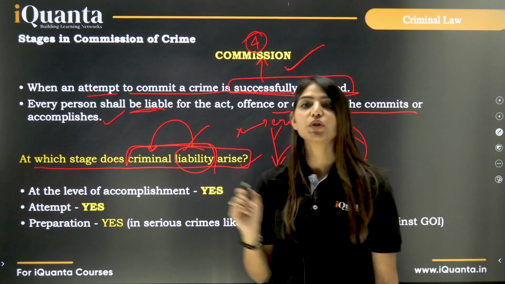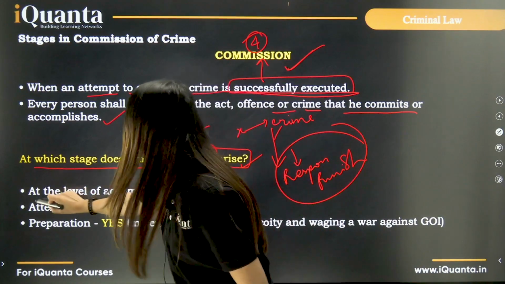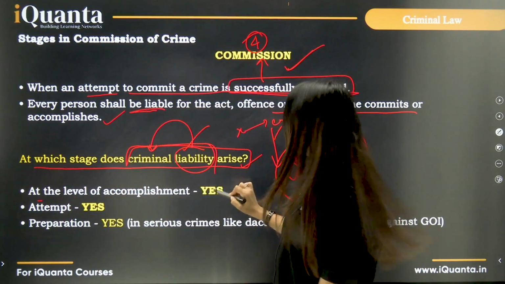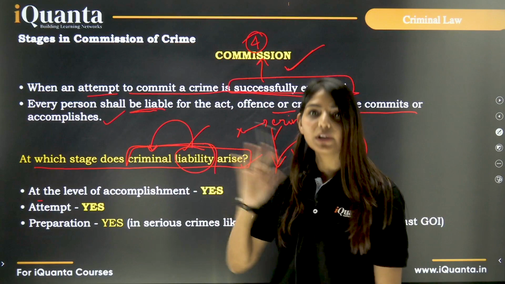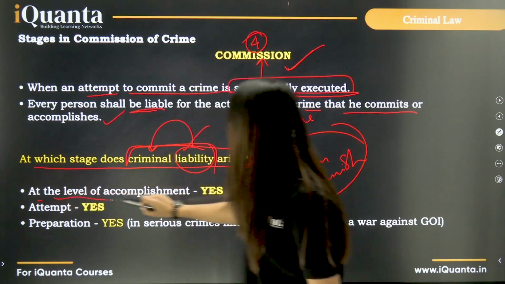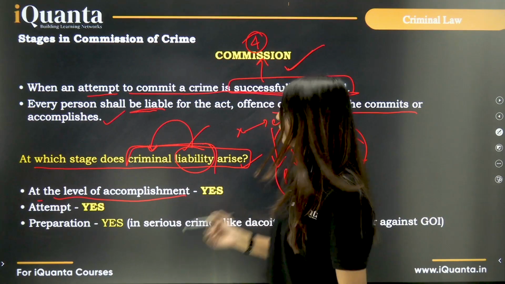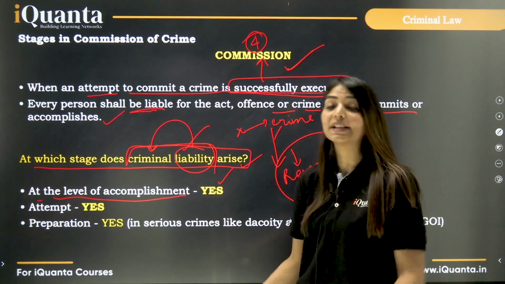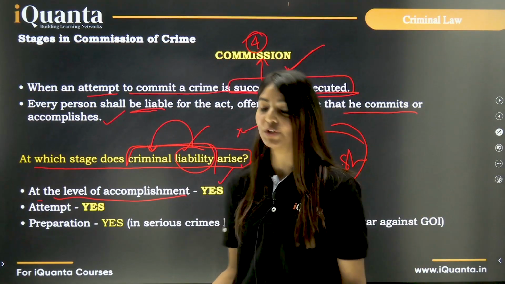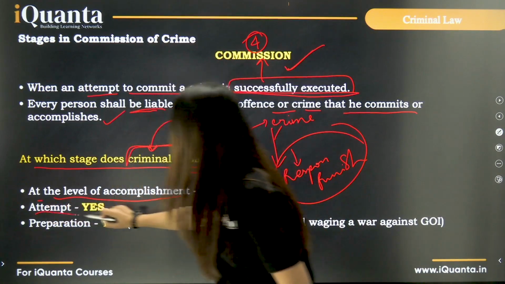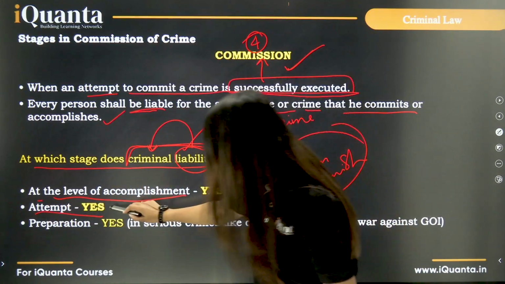At which moment will it start? Do not consider these answers for now, all right? Just try to understand on your own. At the level of accomplishment, when the crime has completely successfully been done, what do you think? Definitely yes. That is the purpose of having criminal law in the country, right? The attempt, as we discussed, section 307, 308, definitely yes.